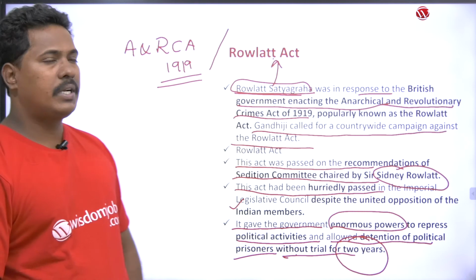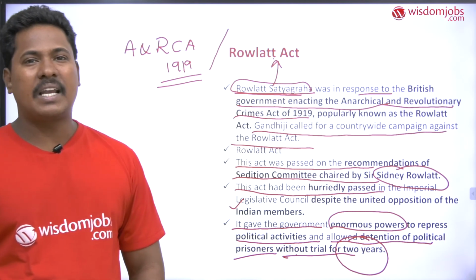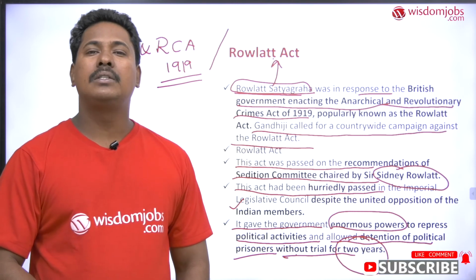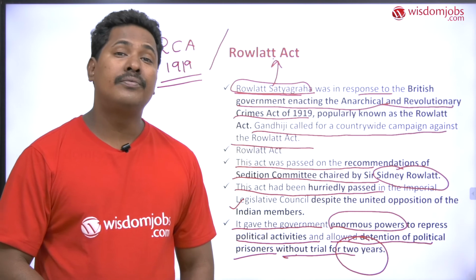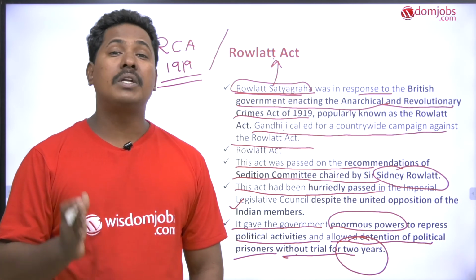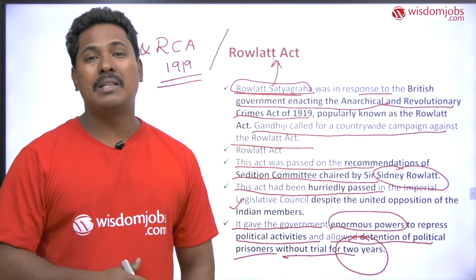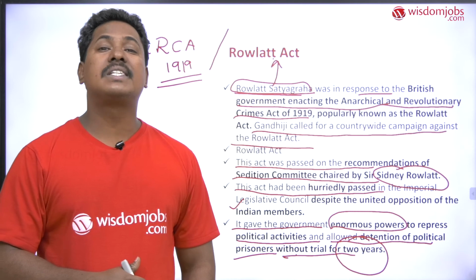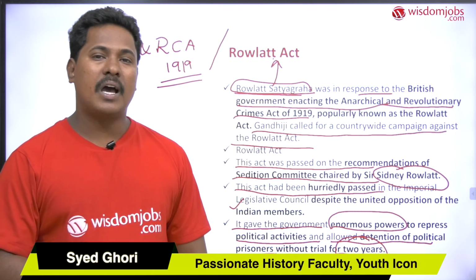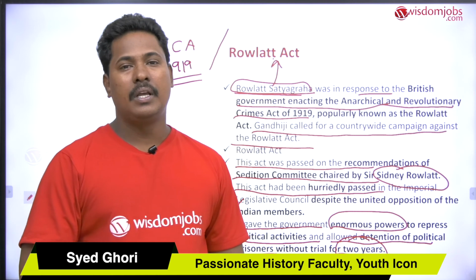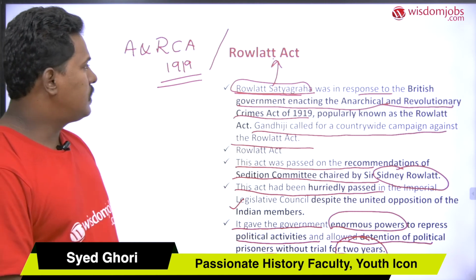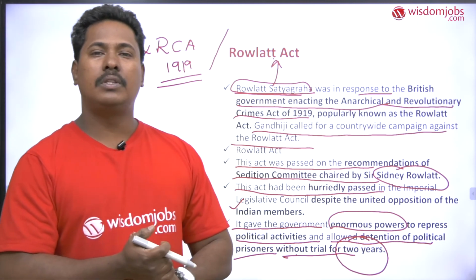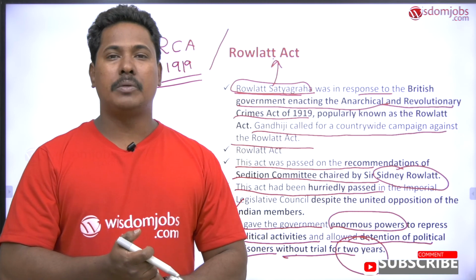This is about the Rowlatt Act. Mahatma Gandhi performed a satyagraha against this act, and this act destroyed the rights of the people, the fundamental rights of the people. So that is why Mahatma Gandhi used a weapon called satyagraha against this Anarchical and Revolutionary Crimes Act. So this is about the Rowlatt Act, and this is one of the factors responsible for the beginning of the non-cooperation movement, right?